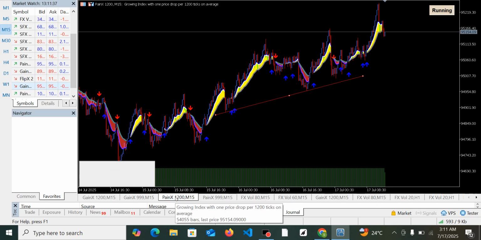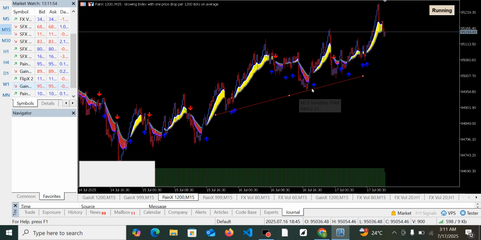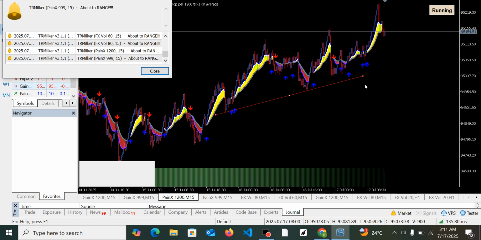Okay, so next asset is going to be Paynex 1200. This has been more of an uptrend than a downtrend. There are pullbacks in between, just the way you are seeing this, but it's still more of an uptrend than a downtrend. And that is why I had to draw this trend line along here just to know what is going to happen in case it tries to sell.